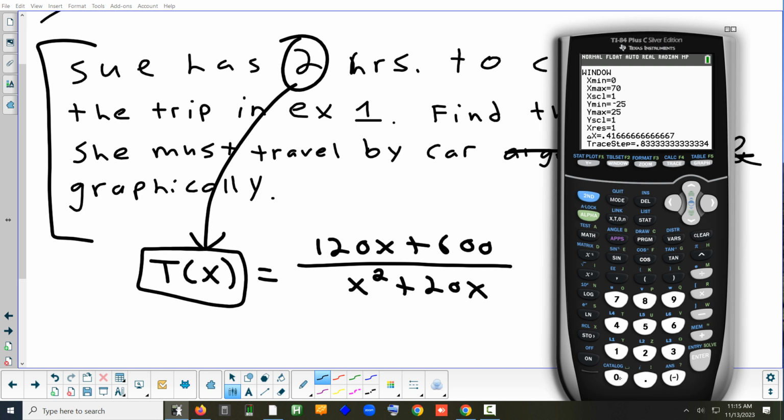Negative speed, again, that doesn't make sense. And neither does negative time. I don't think we need the y max quite so high. I mean, she's only traveling 120 miles. I don't think it's going to take anywhere near 25 hours to go that far.